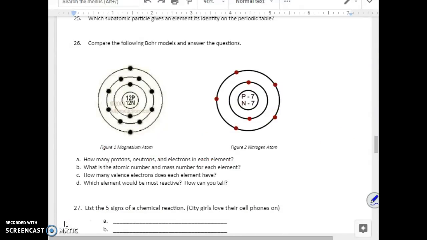Number 26. Compare the following Bohr models and answer the questions. Okay, so first of all, it says, A, how many protons, neutrons, and electrons are in each element? So I'm going to go ahead and put that protons, electrons, and neutrons here. So from here, I can see that I've got 12 protons. I have 12 neutrons. We should know that protons and electrons are always the same. So if I've got 12 protons, I also have 12 electrons. The atomic number and the mass number. Well, my protons determine my identity, so my atomic number is 12.